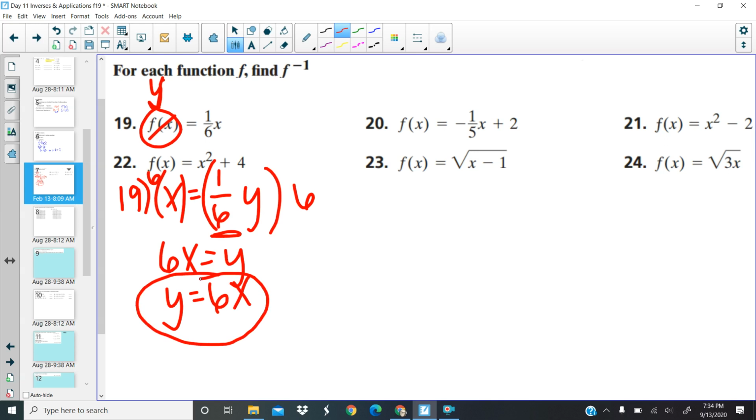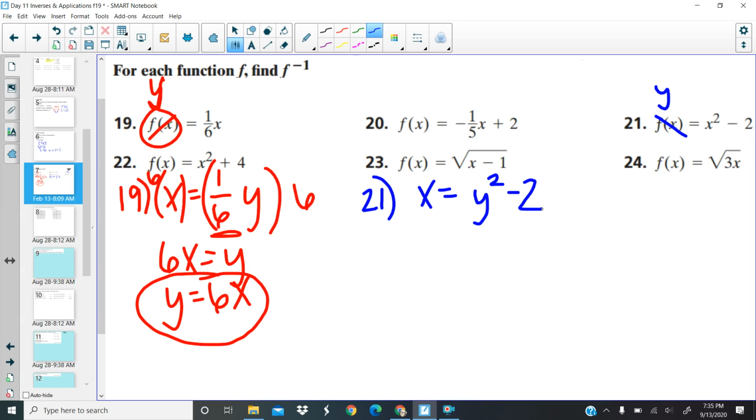But that would be the inverse for number 19. So then let's do number 21. We're going to just rewrite that f of x as y. So we have right now y equals x squared minus 2, but we need to switch the x and y. So we're going to rewrite it as x equals y squared minus 2. And so then we need to solve for this y in here.